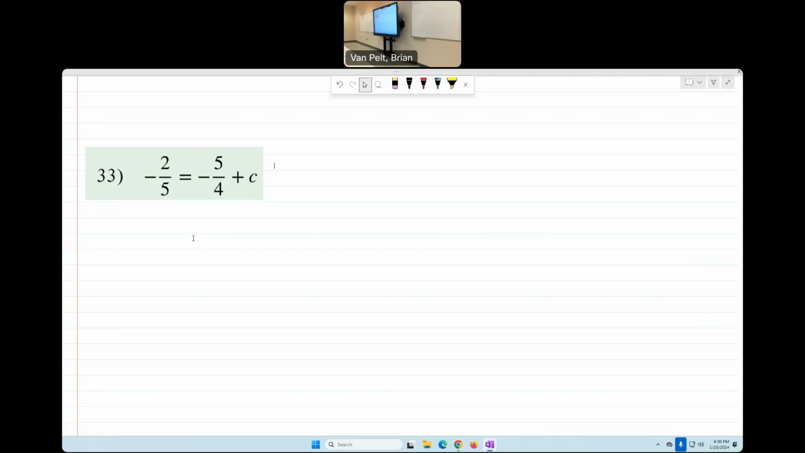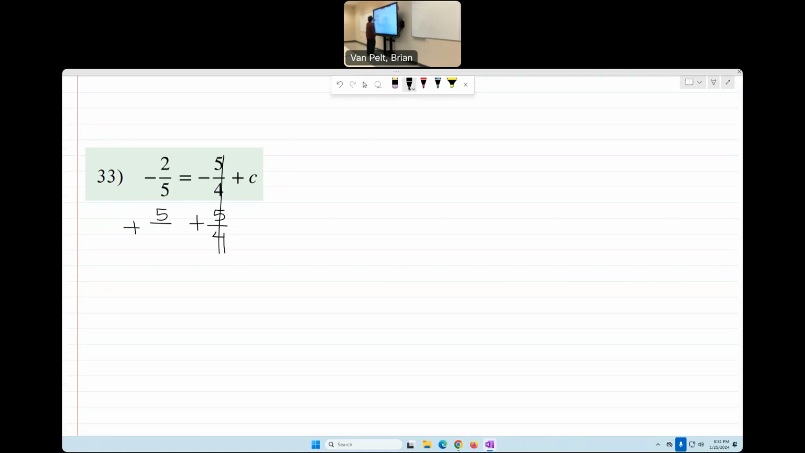This one is not any more difficult than the other ones, you're still going to do exactly the same stuff. What's the one step you should do? Well, before you find a common denominator, what do I want to do? Get this thing out of there, all right? Add 5/4 to both sides. Now on the left side it goes away.